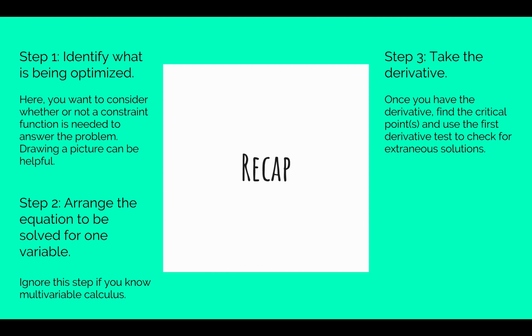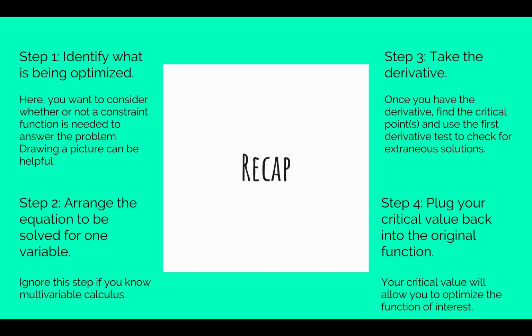Step 3 is to take the derivative. Once you have the derivative, find the critical points and use the first derivative test to check for extraneous solutions. In the case of this example, we got a solution of r is equal to 0, and we know that this is not a reasonable answer because we can't have a three-dimensional object with any dimension equal to 0, otherwise it's technically not an object.